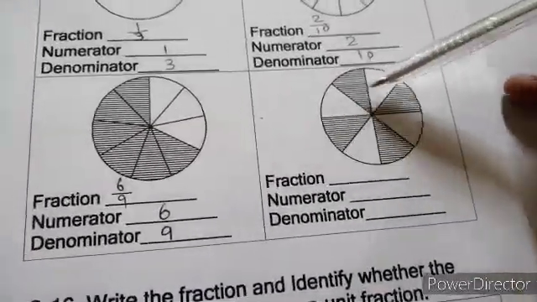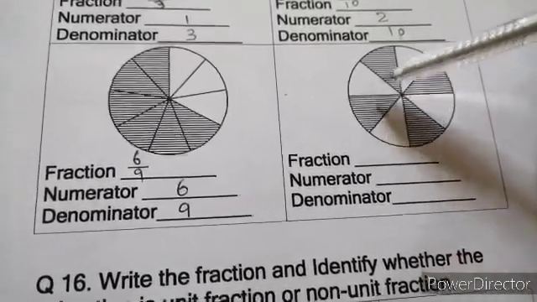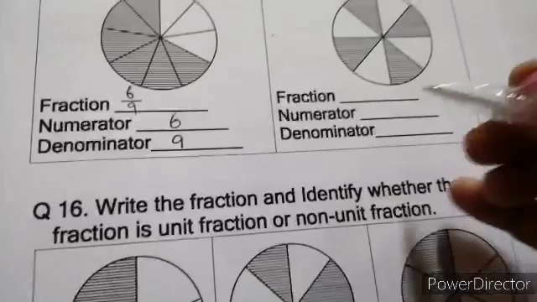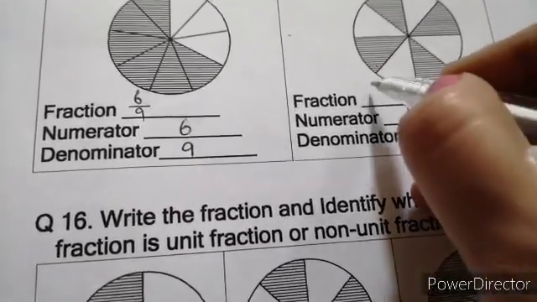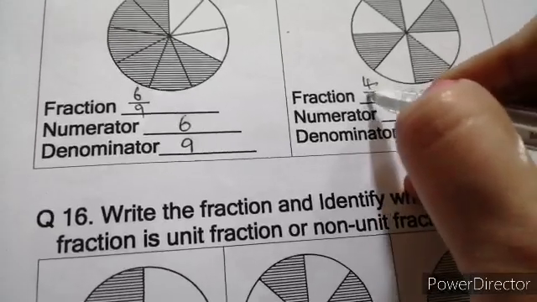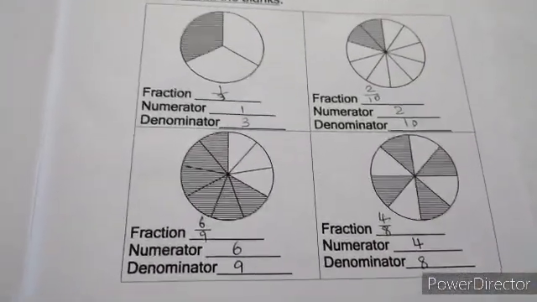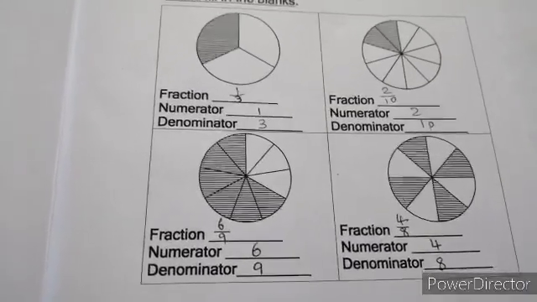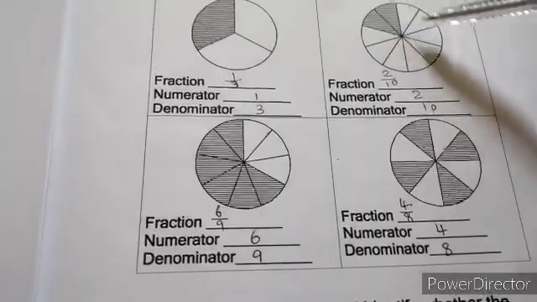Here, there are 8 portions in total, that is the denominator. And how many are shaded? The number of shaded portions will be in the numerator, 4. So, 4 numerator, 8 denominator, the fraction is 4 by 8. This is how we write fractions. Fractions are nothing but parts of a whole. This is the whole and we make it into different parts.